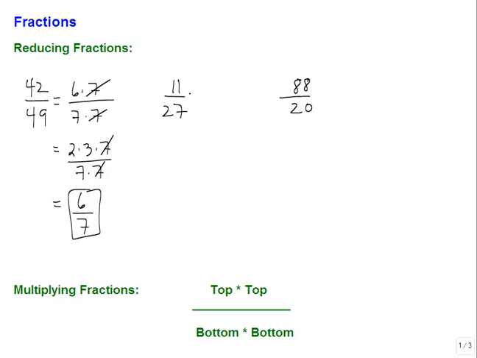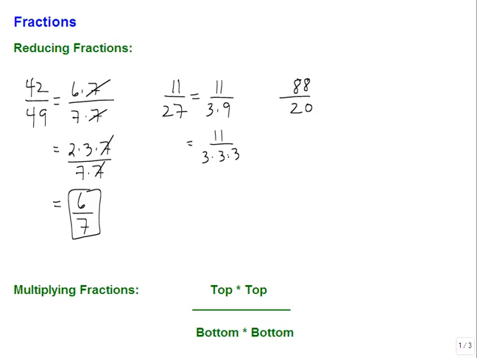Let's take a look at 11 twenty-sevenths. Now 11 is another one of these prime numbers, which means it's only divisible by 1 and itself. So 11 is not going to break down. 27, hopefully you know, is 3 times 9. If you wanted to break that down into its prime factorization, 9 breaks down even further. It's another 3 times 3. So that's what the prime factorization of 27 looks like, 3 times 3 times 3.